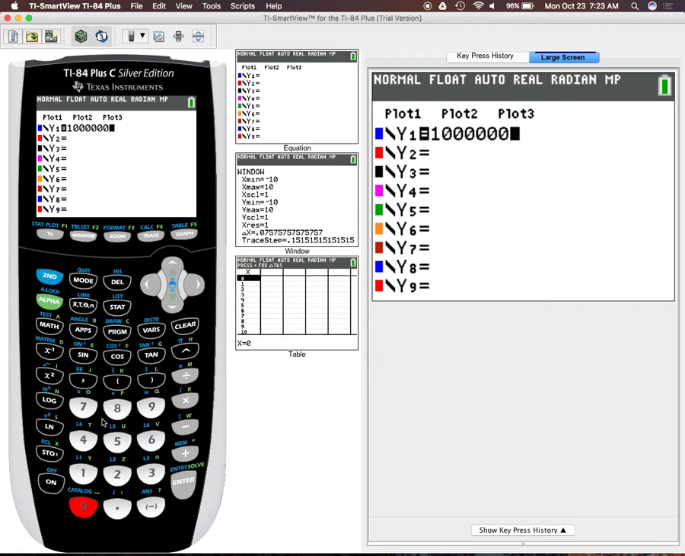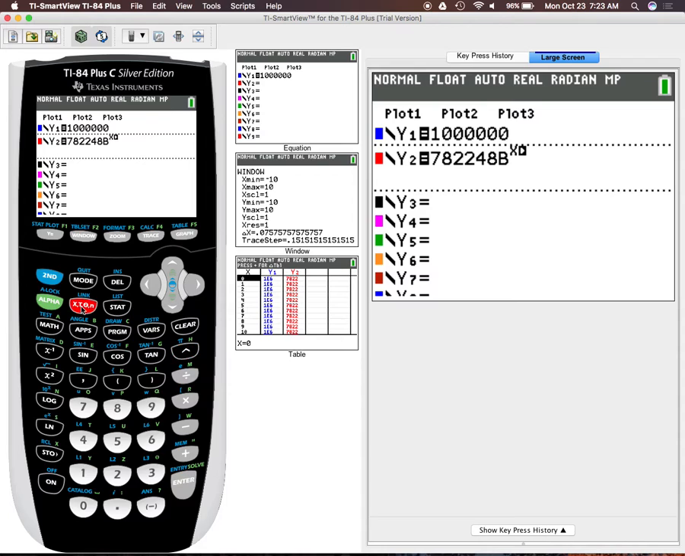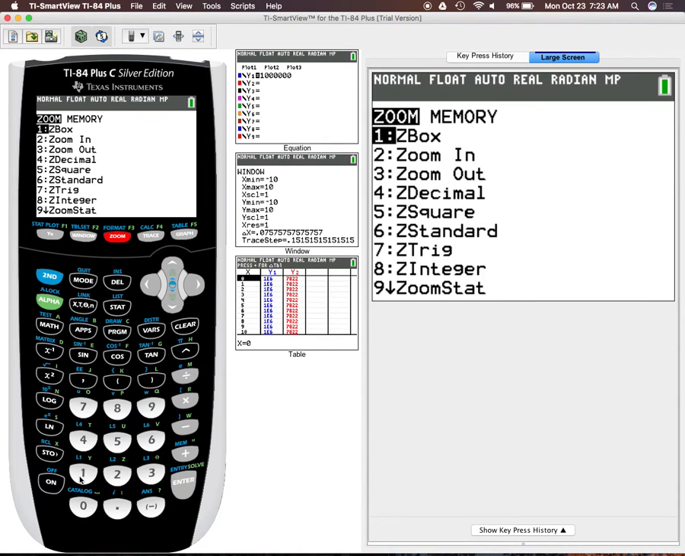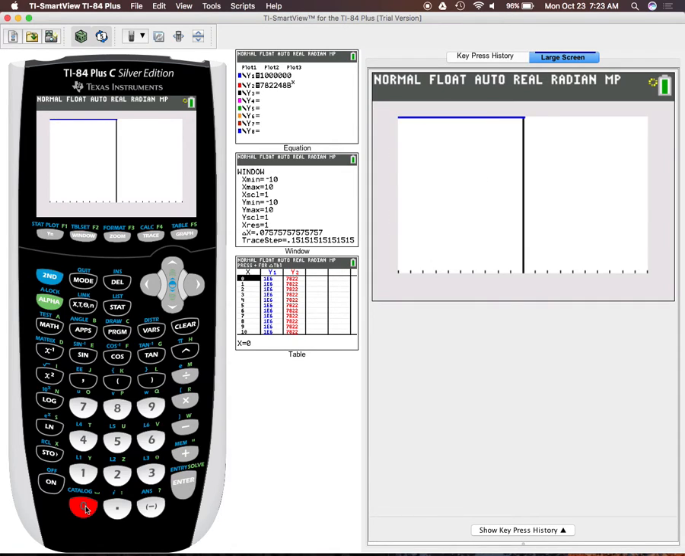I'm going to do 1 million, 1, 2, 3. That's 1 million, I think. And then my other equation, 782,248 times b raised to the x power, and I'm going to graph these. I'm going to do zoom fit, because I think that'll show me a nice intersection of them, at least I'm hoping. There's my 1 million all the way at the top of the screen. Not particularly helpful. I need to change my window.